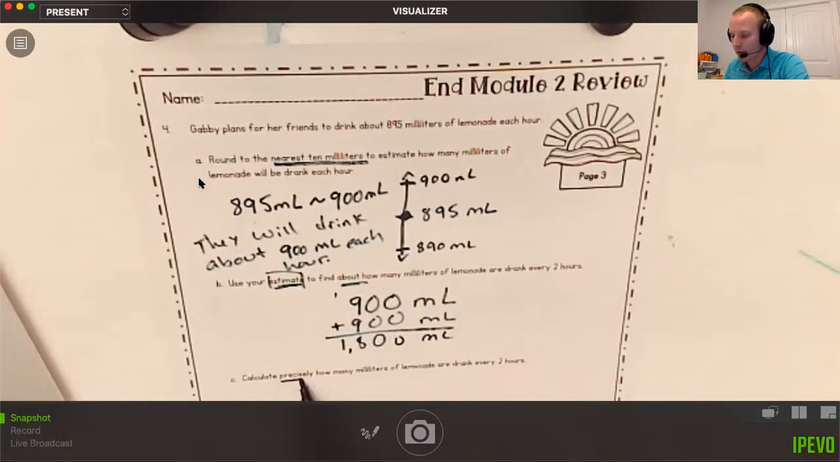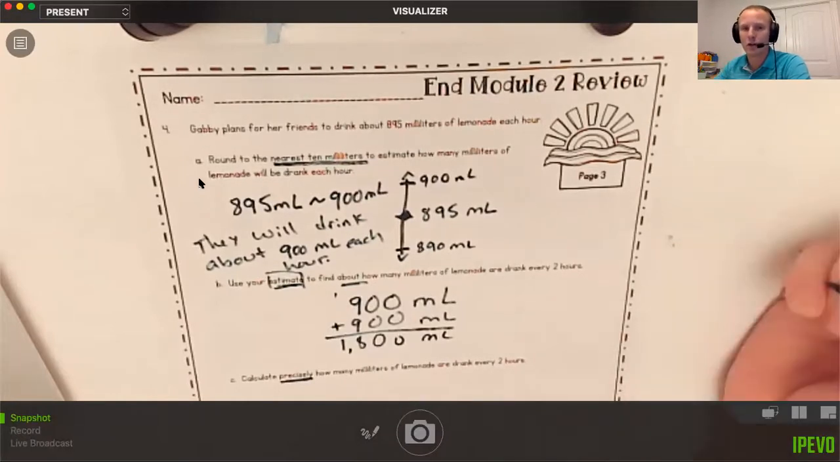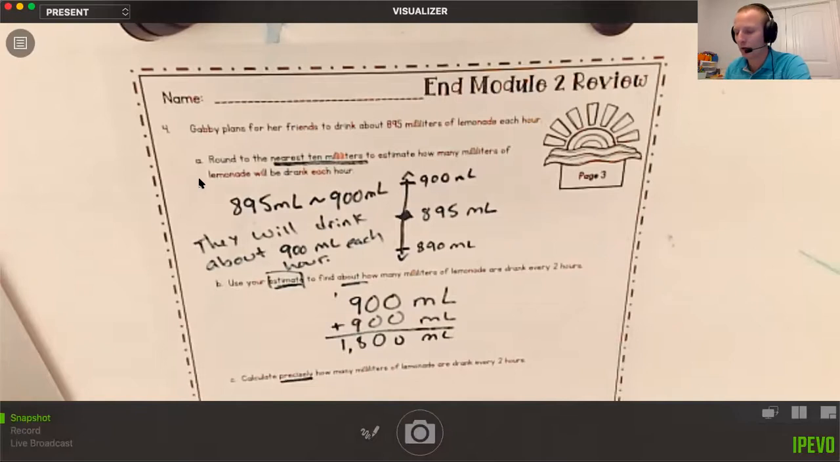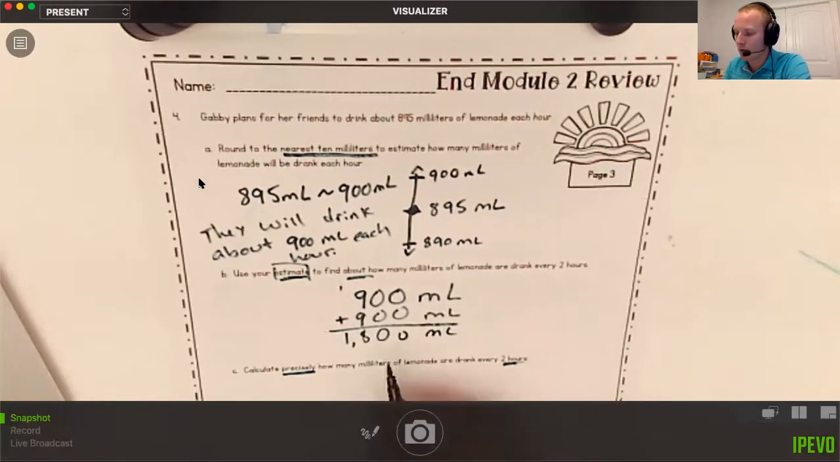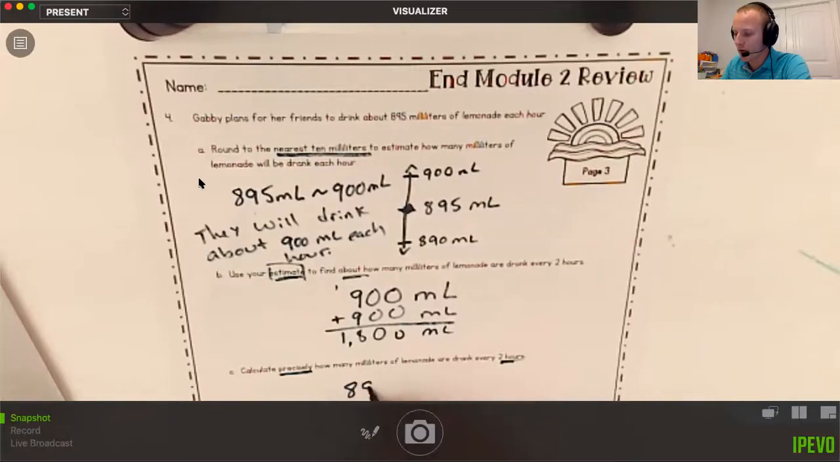Now, calculate precisely. That's a word we've talked about in class. Precisely means exactly. And when you see that word, what that means is you need to use the original amount, the actual amount that they're going to be using. And again, it's how many they're going to drink every 2 hours. So 895 milliliters each hour. So we're going to add that to itself.